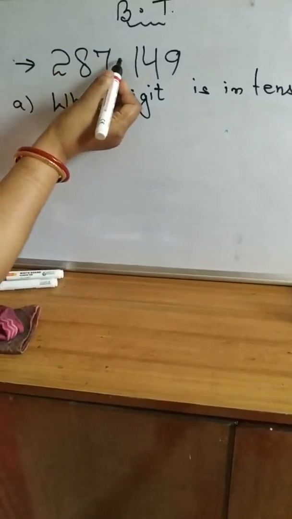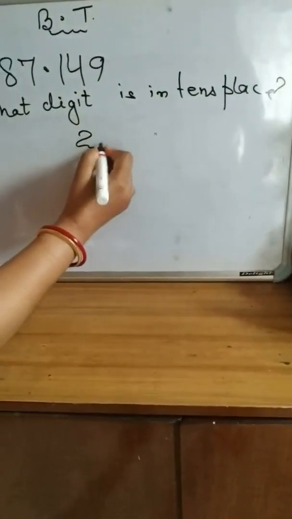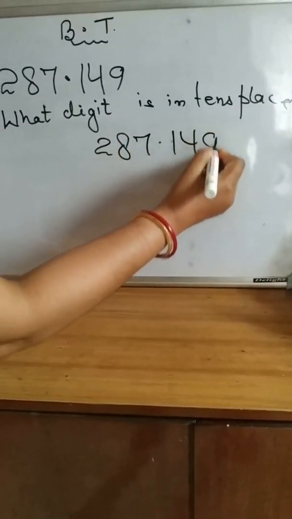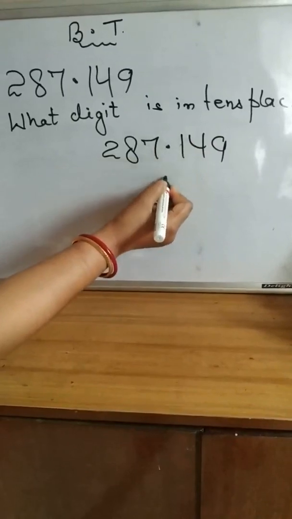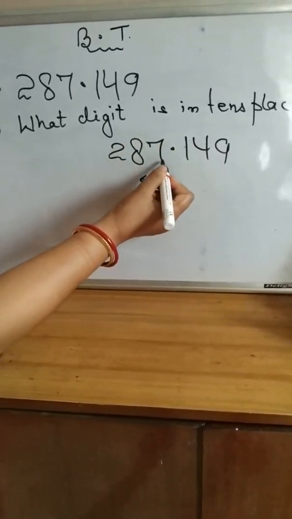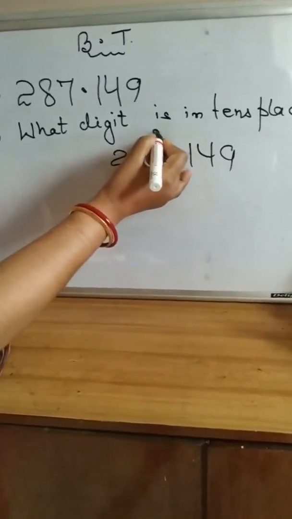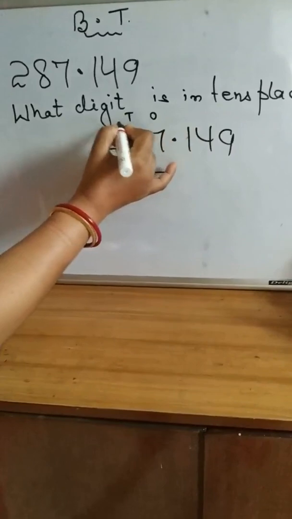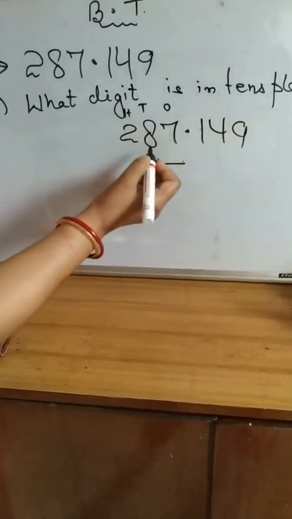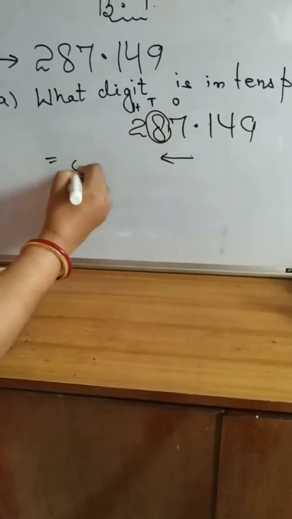So here all of you see that in 287.149, to the left side, it is the whole number part. So the whole number part starts with which place value? Ones, then tens, then hundreds. So what digit is in the tens place? 8. So the answer is 8.